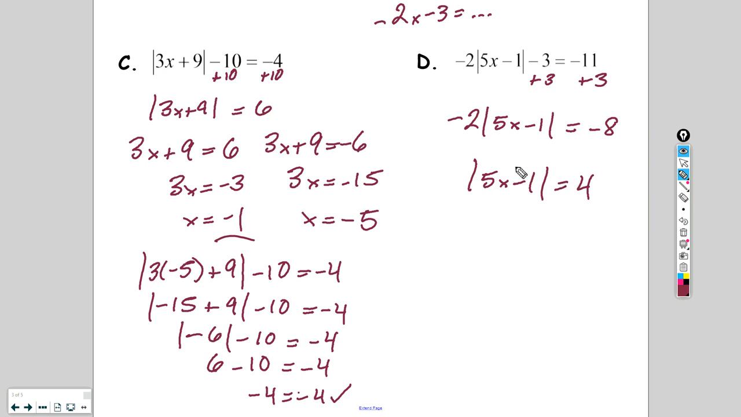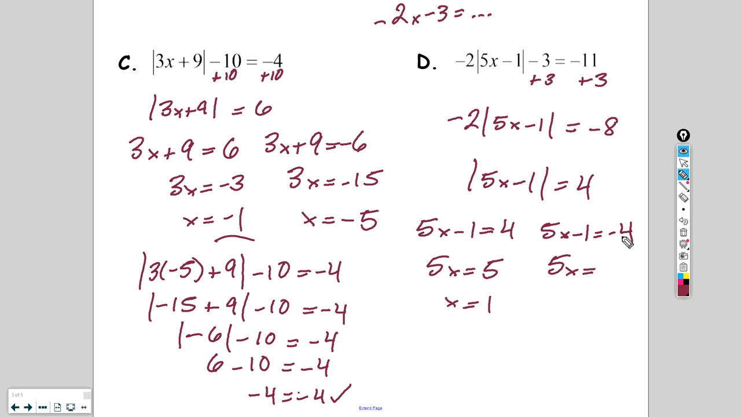All right, so that means this thing, whatever it is, it could be at 4 and it could be at -4. So we're going to generate our two equations. And then solve from there. So we would add 1. We get 5x equals 5. Divide by 5. We get x equals 1. Add 1 in the second example. Right, and we get 5x equals -3, divide by 5, and we get x equals -3/5. So there's our two solutions.